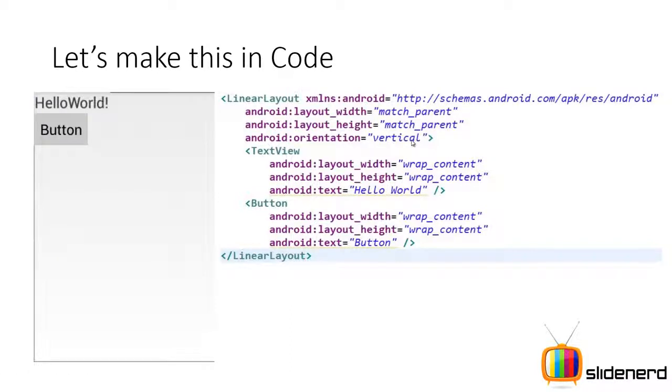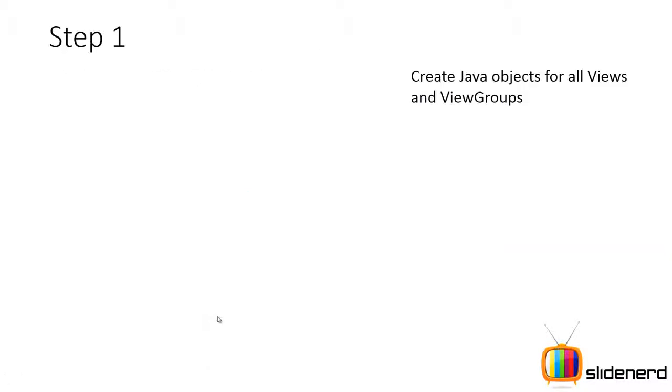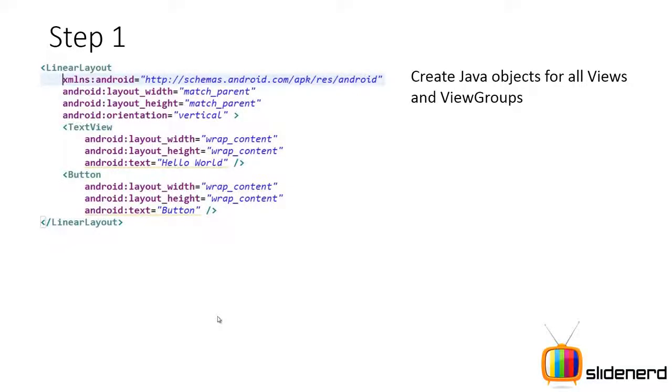So let's actually find out what are the different steps involved in converting this XML based user interface structure into a Java based description. All right. Okay, so we can build a linear layout in Java in 3 steps. The first step is to create the Java objects for all views and view groups. Now if you guys remember, view groups are nothing but your layouts, and views are nothing but things like text view, button, edit text, and so on, right? So we want to create Java objects of each of these.